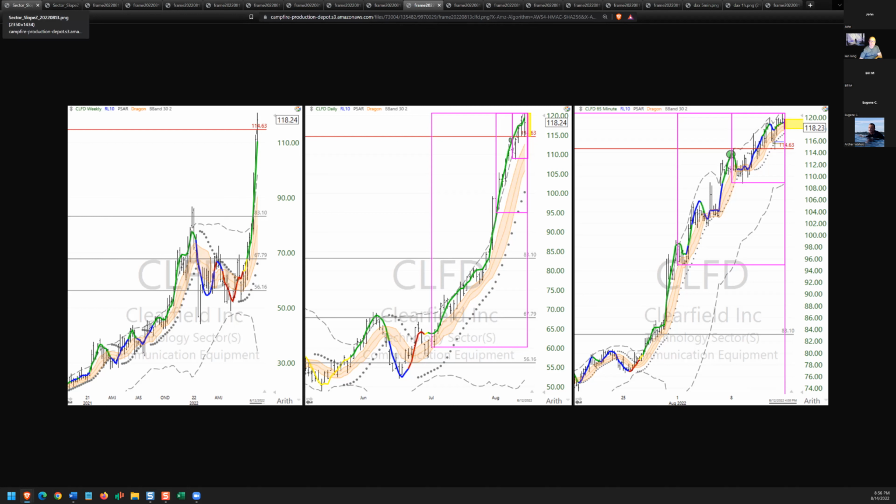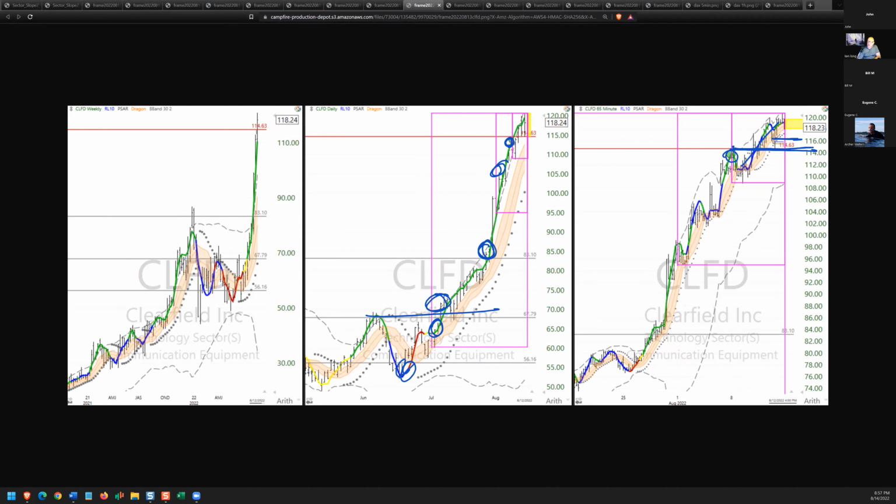Clearfield Inc., technology sector, communications. This is basically that same pattern. Of course, we would love to have had the SSC or the Kata 2 or the emerging dragon, but you get them when you get them. And this one is slightly in the money.